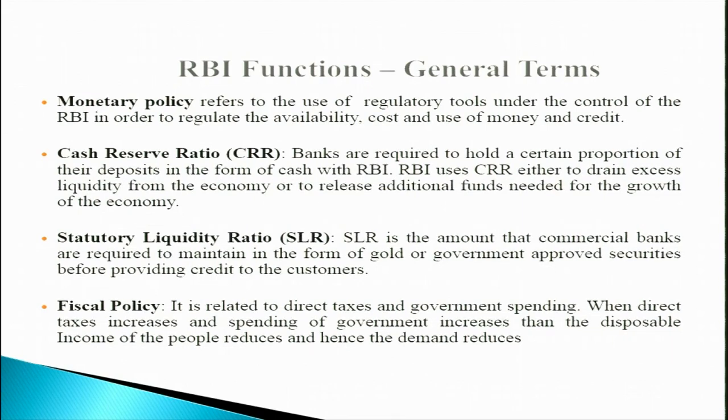And then fiscal policy. Fiscal policy is related to direct taxes and government spending. When direct taxes increase and spending of government increases, then the disposable income of the people reduces and hence the demand reduces. So fiscal policy and monetary policy are the most important tools for the government, through the RBI, to regulate the economy.